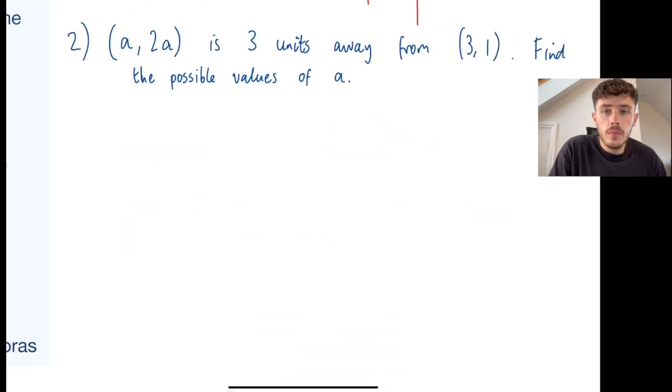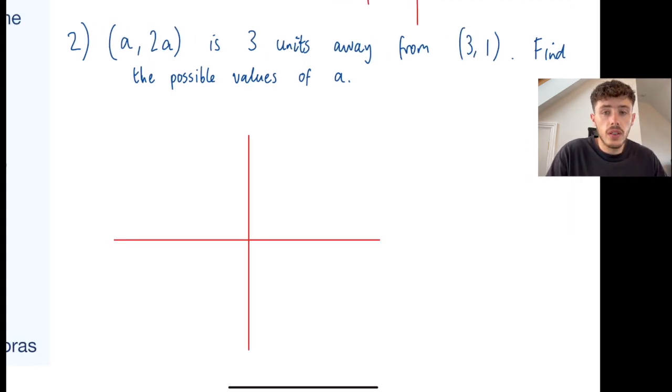So question 2, similar concept, slightly different wording on the question. (a, 2a) is a set of coordinates that is 3 units away from (3, 1). Find the possible values of a. So again, with any of these, I'd recommend drawing it out first in a graph. (3, 1), let's call it about there. So because the second coordinate pair is unknown, the a and the 2a, in theory, these coordinates could be anywhere in a circle 3 units away from that coordinate.